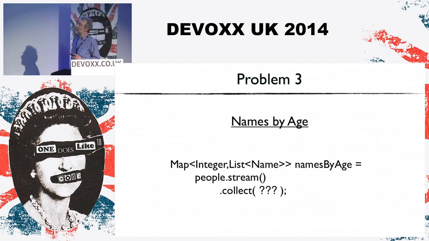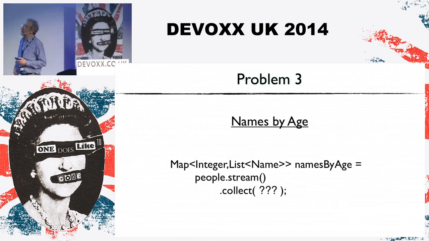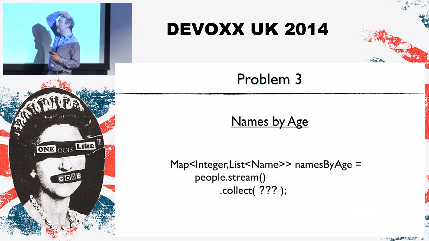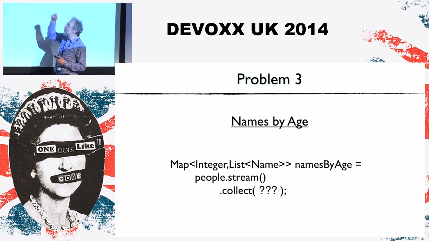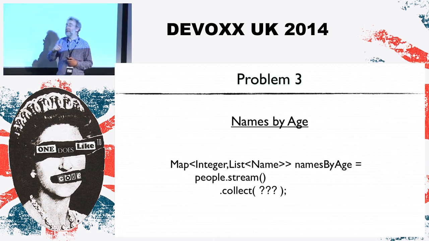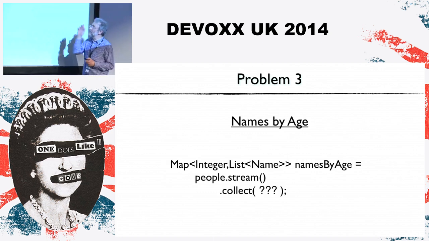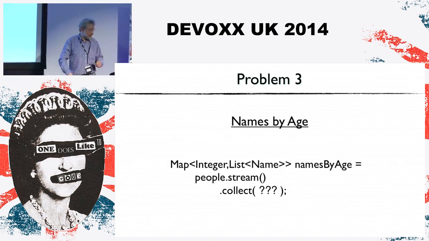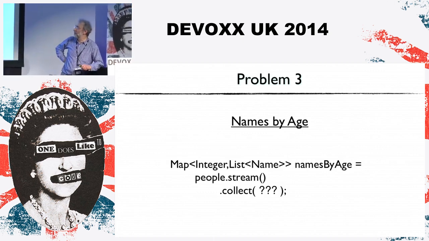Okay, so here's the third one. I want names by age. Oh, I put names in there, didn't I? So we're going from age to a list of names. Did I have names? I didn't have names. Never mind, it doesn't matter. We assume we've got a get name method on there.